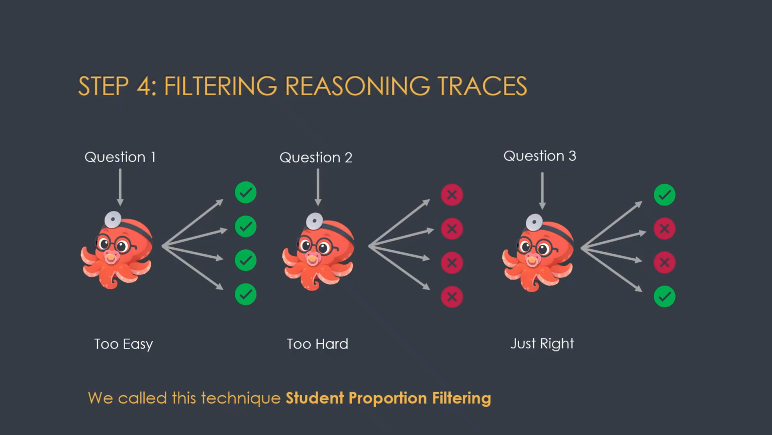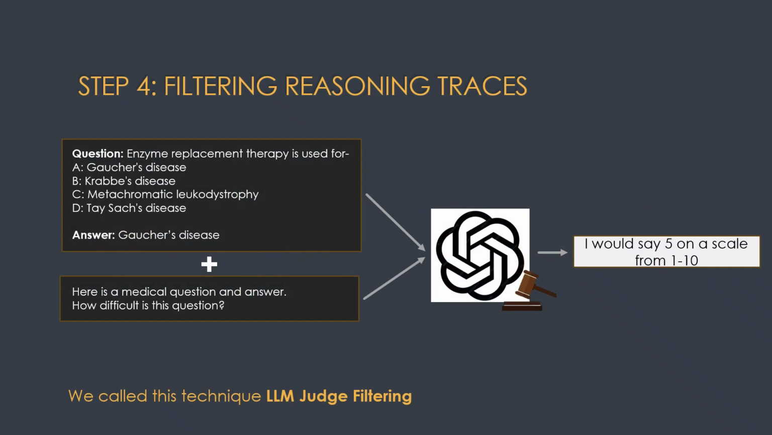An alternative is where we use the student model instead of the teacher model as the filtering agent. So basically, the student generates samples and we use its accuracy on a question to decide whether to keep that question in the training set. The last filtering technique we considered was LLM judge filtering, where we give an LLM the question and answer, and we ask it to directly rate the difficulty of the question-answer pair on a scale from 1 to 10.